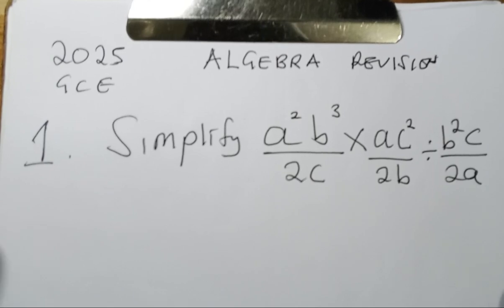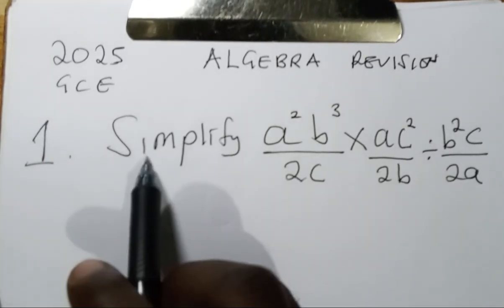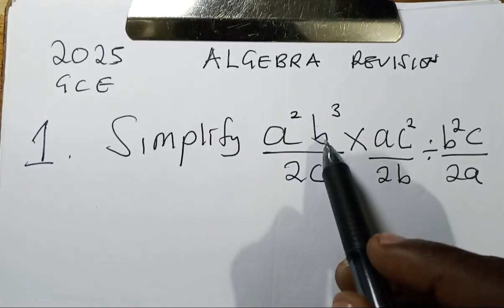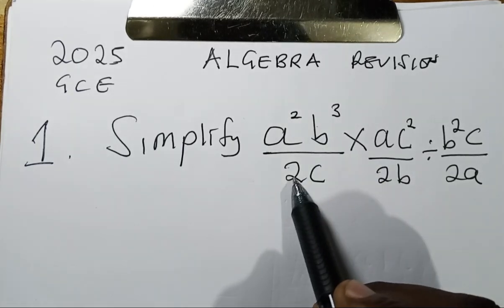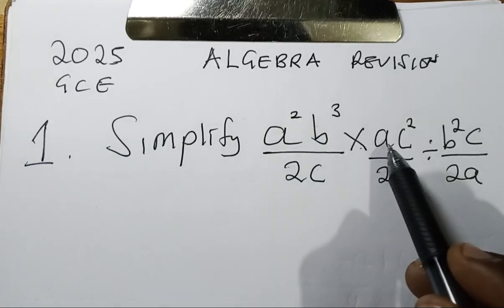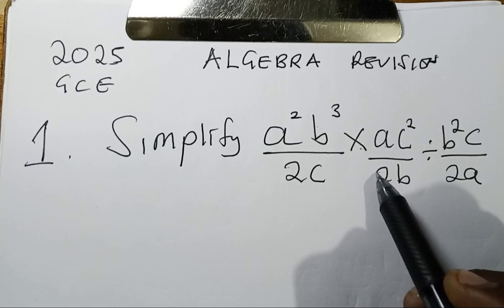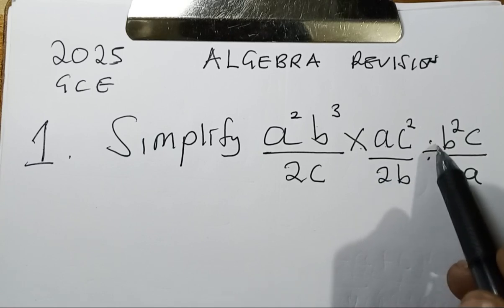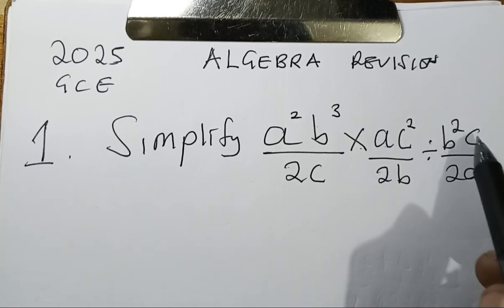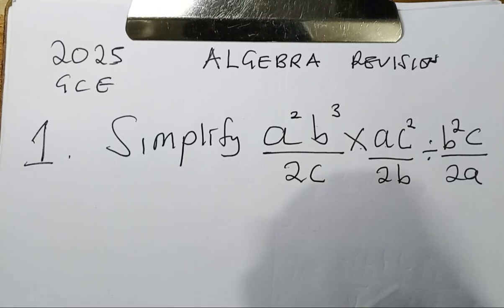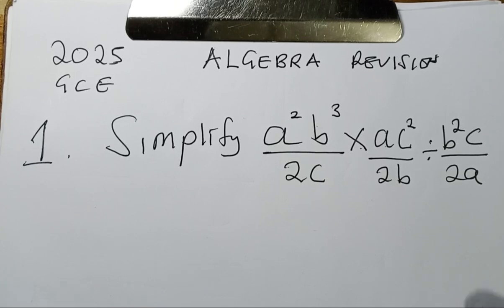Okay, so look at this question. Simplify: a power 2, b power 3 over 2c, multiplied by a, c power 2 over 2b, divided by b power 2, c over 2a. To simplify simply means to make it simple. So what we're going to do here is simple and straightforward.